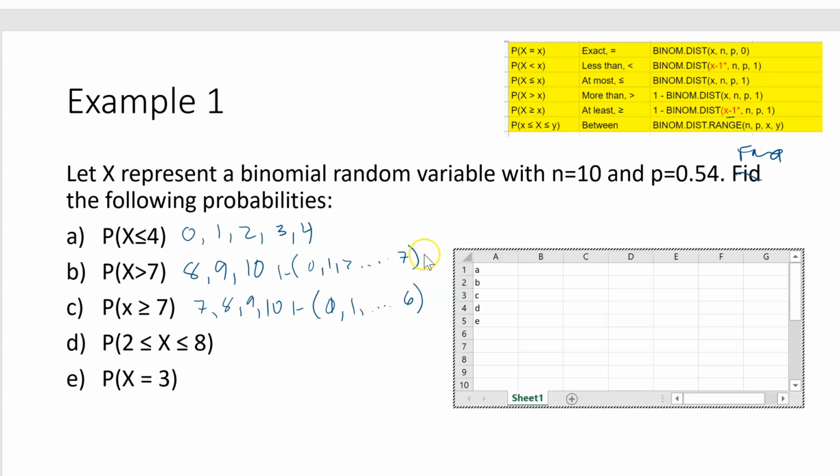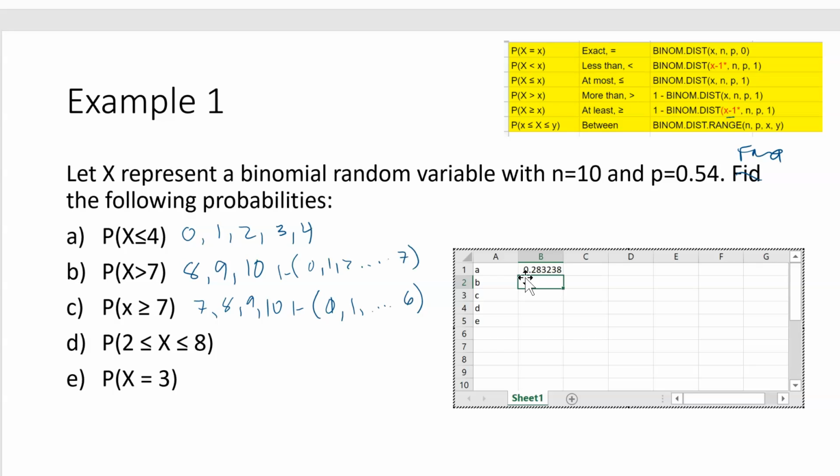All right, let's take a peek at these. We want the probability that x is less than or equal to 4. So we're going to type in binomial distribution, and we're looking at less than or equal to 4. So that's going to be 4. Our n is 10. Our p is 0.54. And 1. So the probability is 0.283.